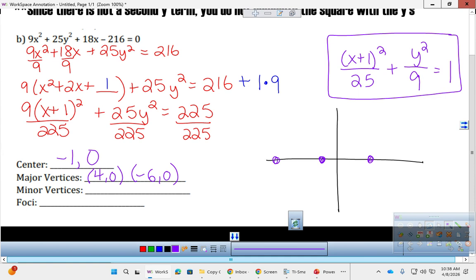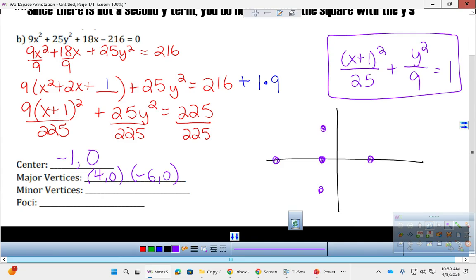And they're major because 25 is the bigger of the two radii, right? So major is the bigger radius. The bigger radius was the 25, so I'm putting those in the major spot. Now the minor would be using this radius of 9, or the square root of 9, which is 3. And that's in the y direction, so I'm going to go up and down 3. If you had an actual grid, you could count them, right?